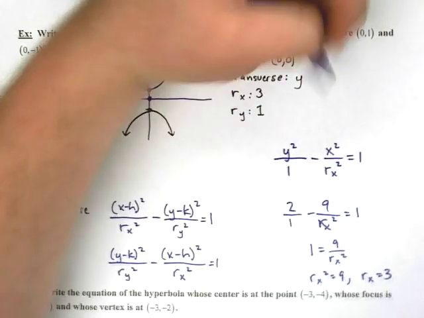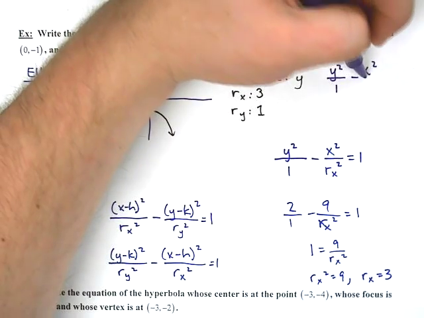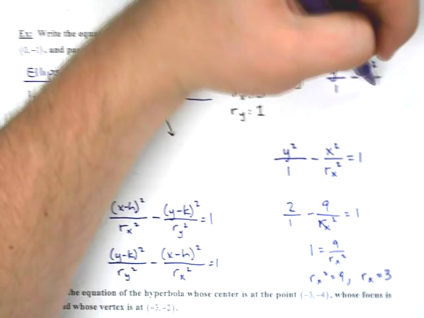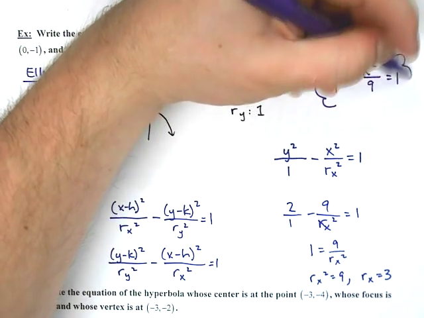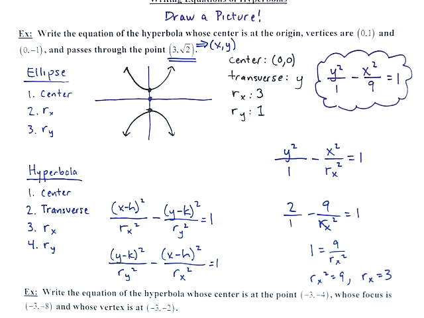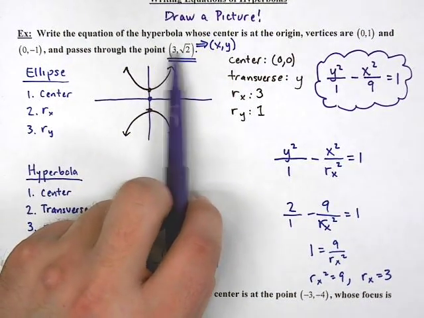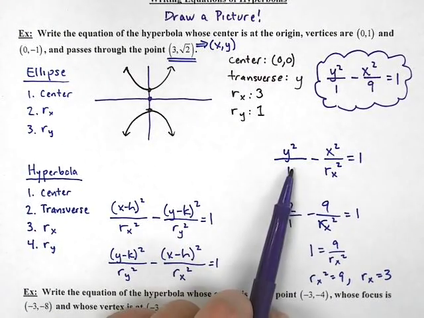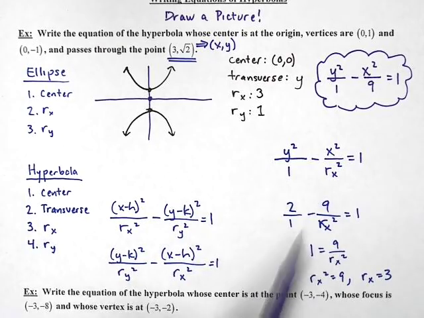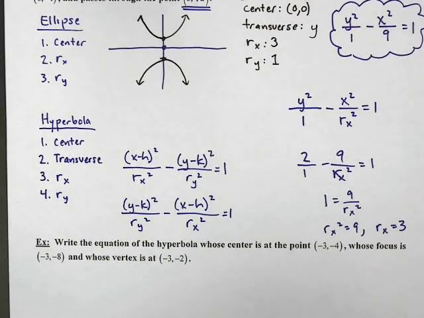All right, so we still have y squared over 1. We have x squared. Now we're going to put 3 squared as 9. And now we are done with our first problem. Okay, so think about this. If I ever give you a point, that's a good hint that you're going to have to plug in to the general form to figure out what's missing. All right, let's check out the next one.